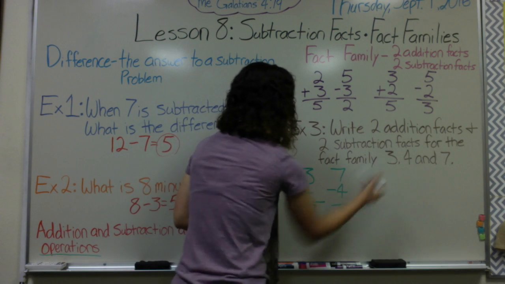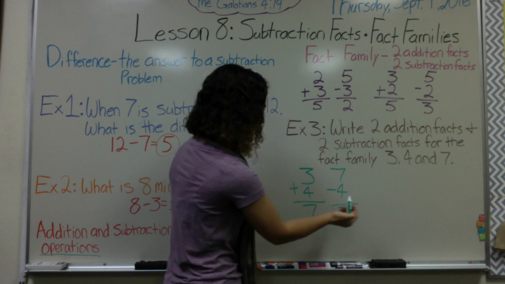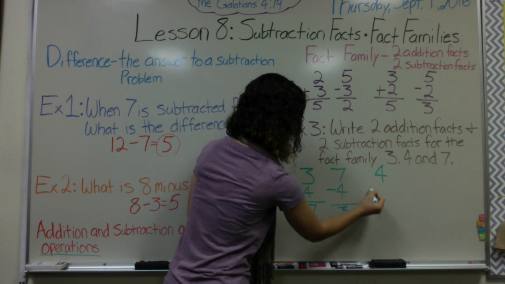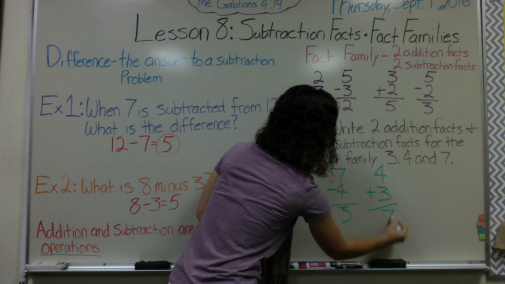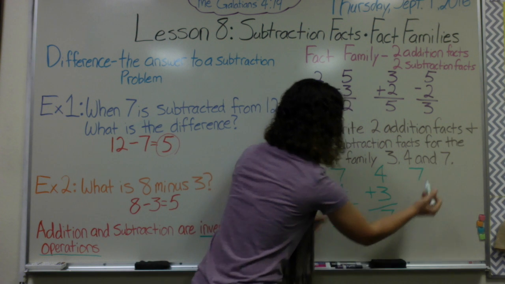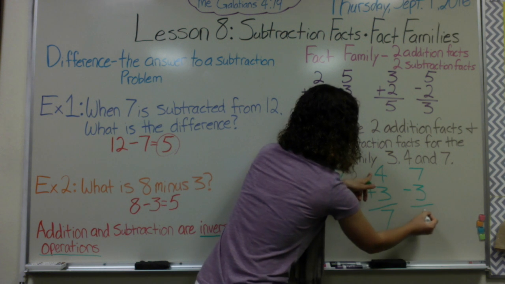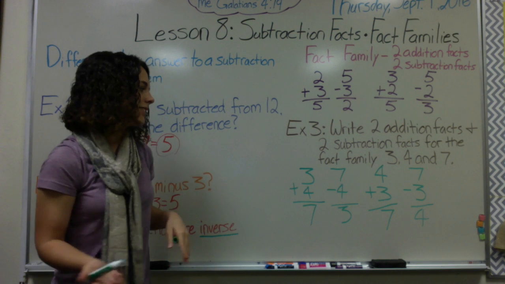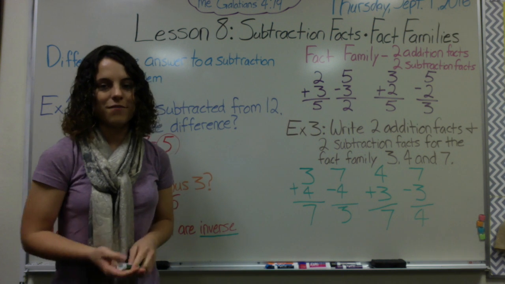And I have 4 plus 3 equals 7, and also 7 minus 3 equals 4. So those are my 4 different facts. I have 2 addition and 2 subtraction for the fact family 3, 4, and 7.